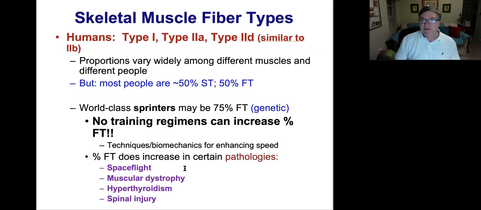The percentage of fast twitch fibers does increase with a few pathologies and other situations: spinal cord injuries, hyperthyroidism, muscular dystrophy, heart failure, space flight. Obviously, none of these are ergogenic aids. They're not a way to get someone to sprint faster. In all of these circumstances, you get a lot of muscle atrophy as well, so you'd suspect that the muscles can't produce a lot of force. Even though they're slightly faster, they can't produce a lot of power. So it's not something you can really use.